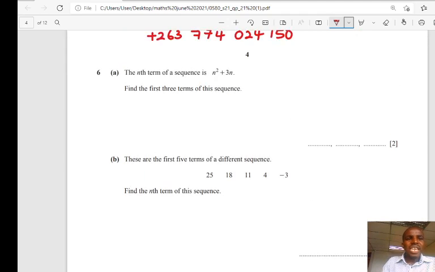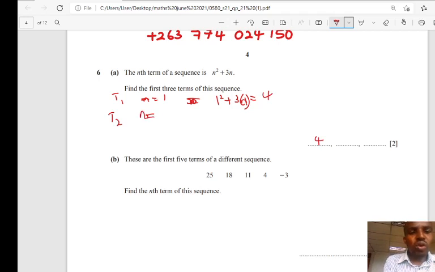Next question. Question number 6. The nth term of a sequence is n squared plus 3n. Find the first 3 terms of this sequence. The first term is t1. For term 1, you just put n equals 1. Let me substitute here. Term 1 is equal to 1 squared plus 3 times 1. Where there's n, just put 1. So 1 squared is 1, plus 3 times 1, that's 4.